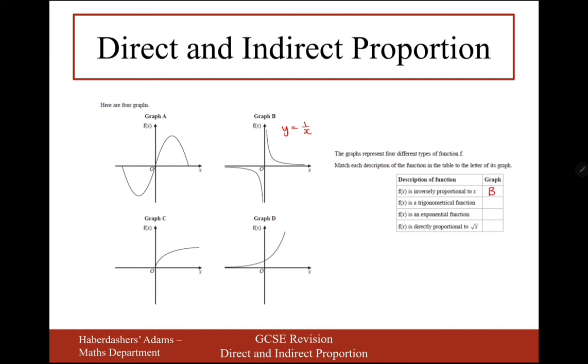Let's do the direct proportion one. Directly proportional to the square root of x. Well, this graph here looks very similar to y equals the square root of x. So C is going to be the bottom one here. Now, you may not have seen the other two. Let me show you what the answers are. The trigonometric function is this one up here. Graph A, that's a sine graph. And graph D is the exponential function. Don't worry if you haven't seen those yet. The proportion ones: B was the inverse proportion, and C was the proportion to the square root of x.